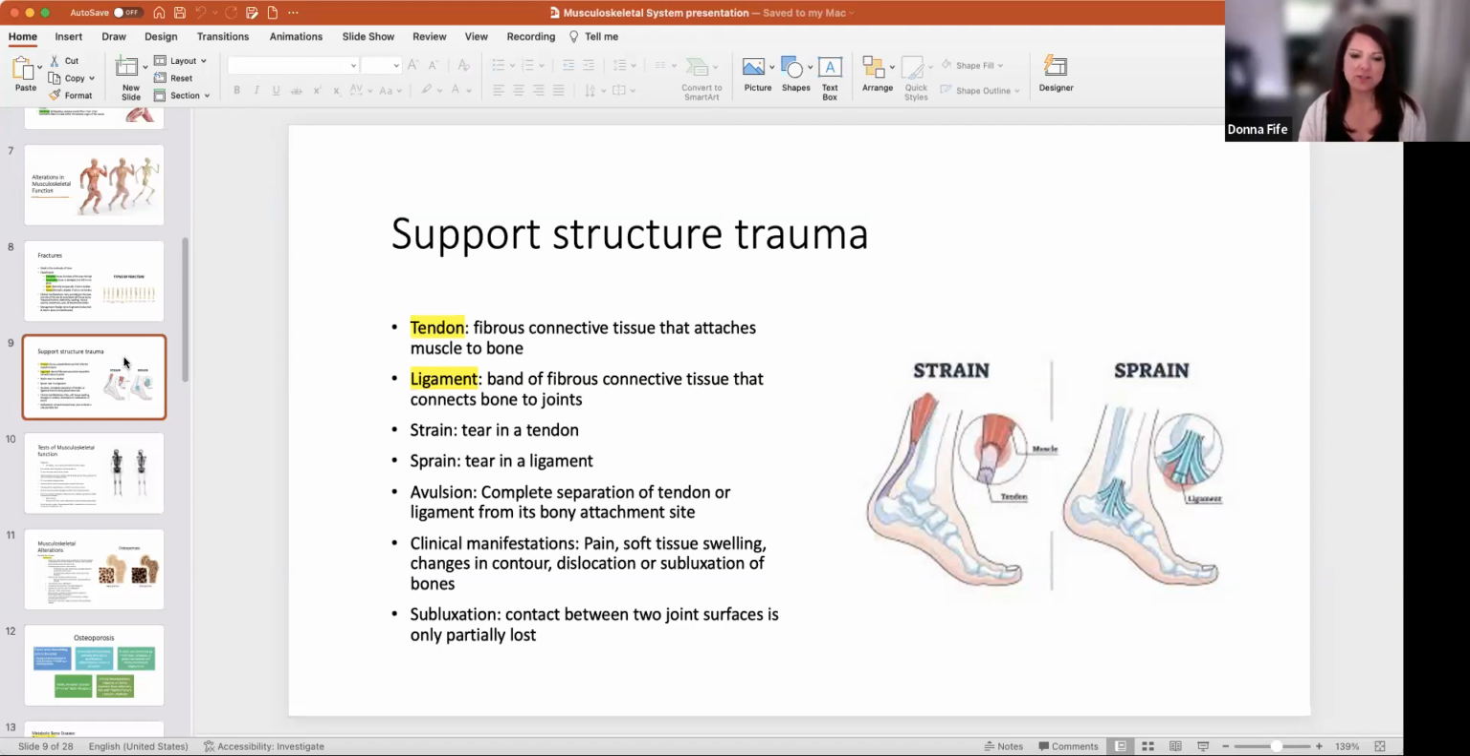Clinical manifestations: they may have pain, soft tissue swelling, changes in contour, dislocation, or subluxation of bones. A subluxation occurs when the contact between the two joint surfaces is only partially lost.